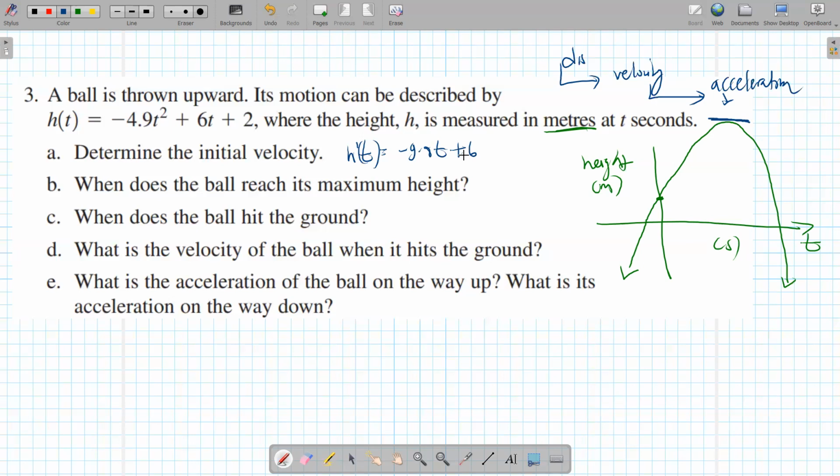Okay, it says initial velocity. What does that mean? What's the time initial? t is 0. Yeah, exactly. t is 0, boom, gone. So the answer is simply 6 meters per second. Notice how it's positive. That means it's going up, and we know it was going up because right now when time is 0, it's going up, the slope is positive. B, when does the ball reach its maximum height?